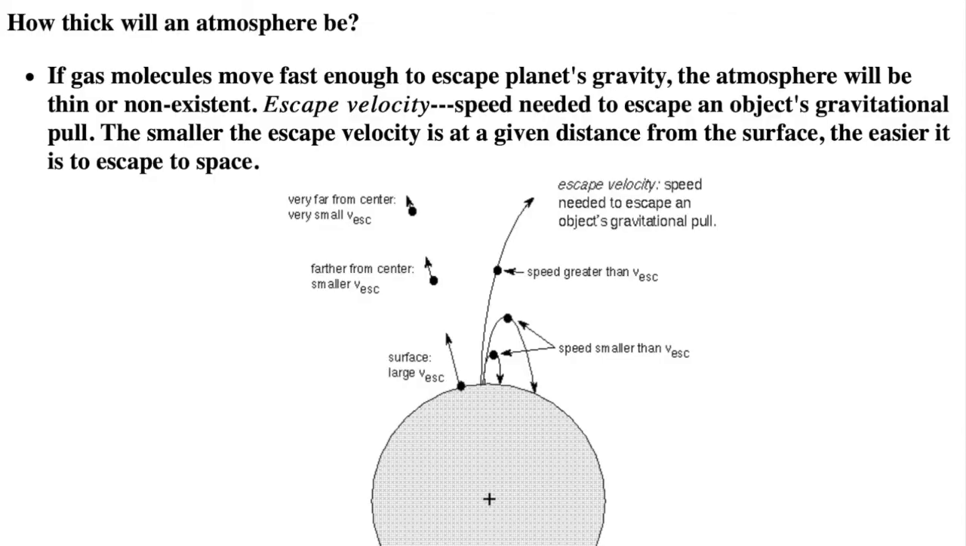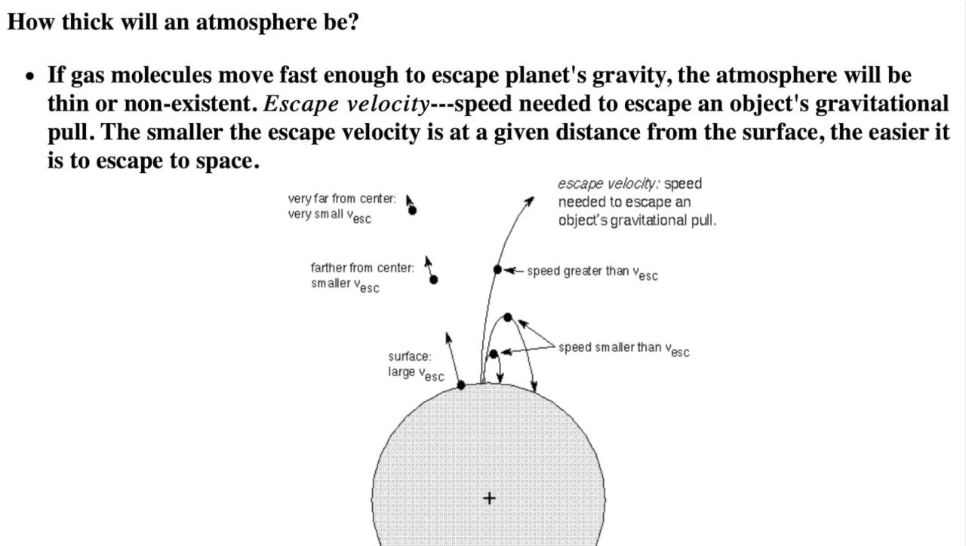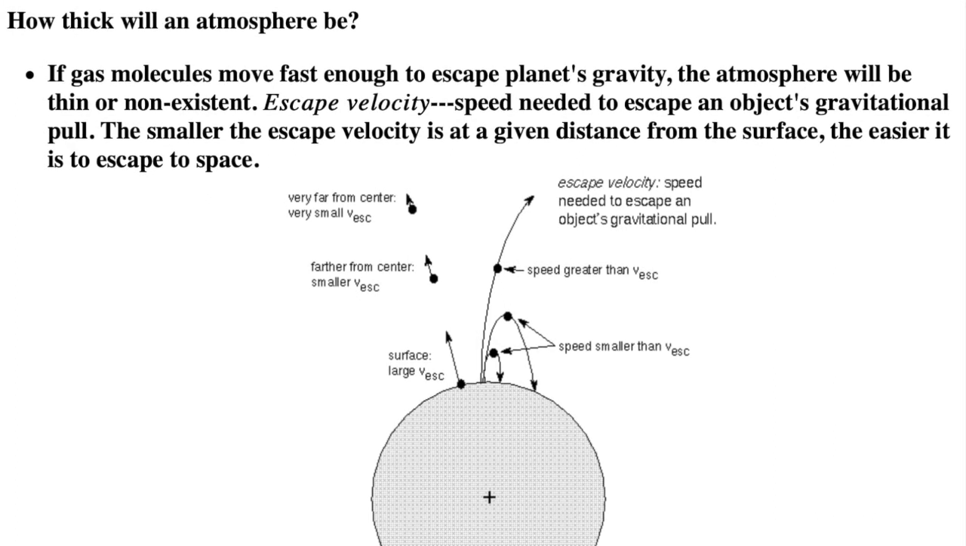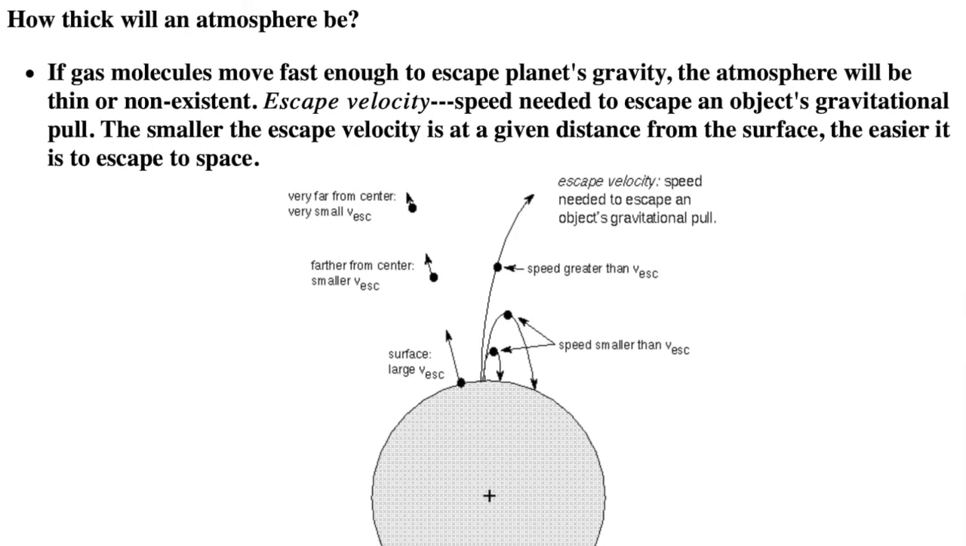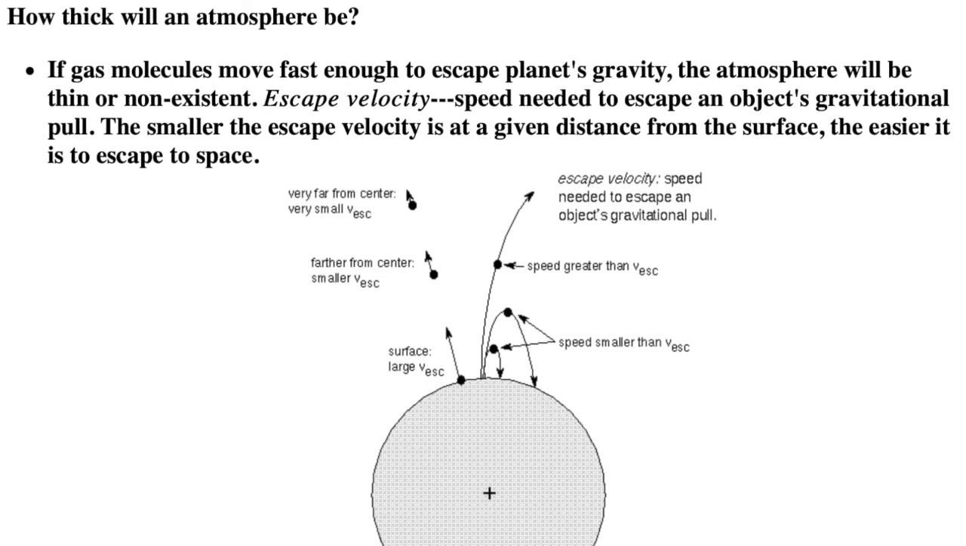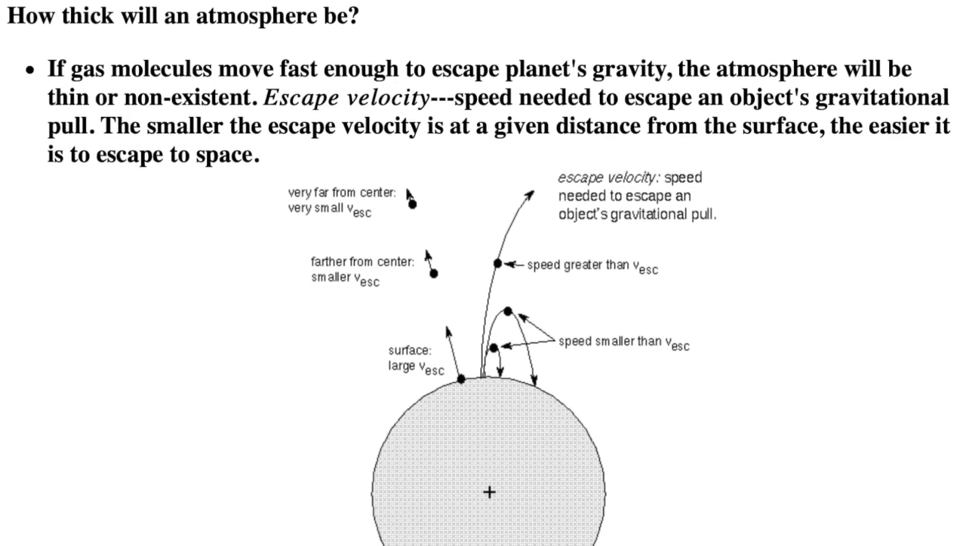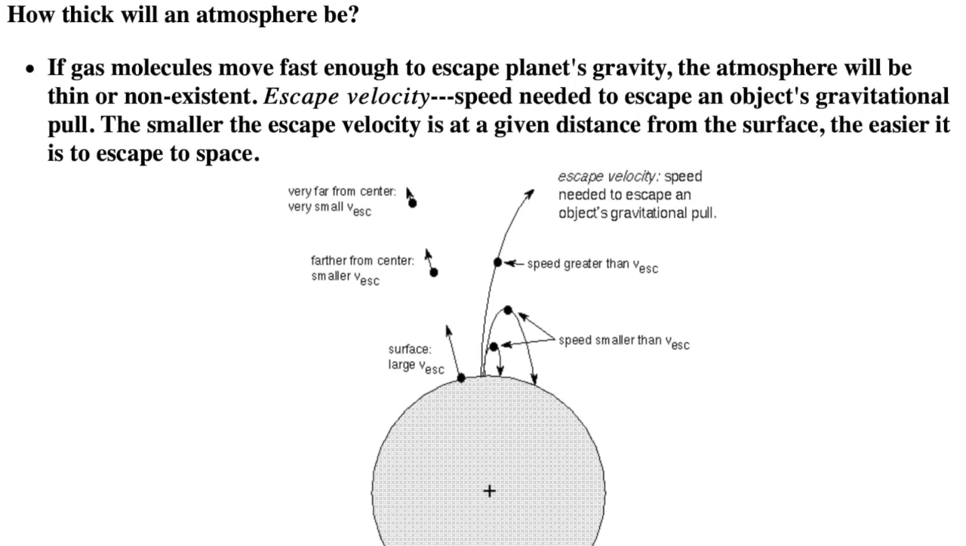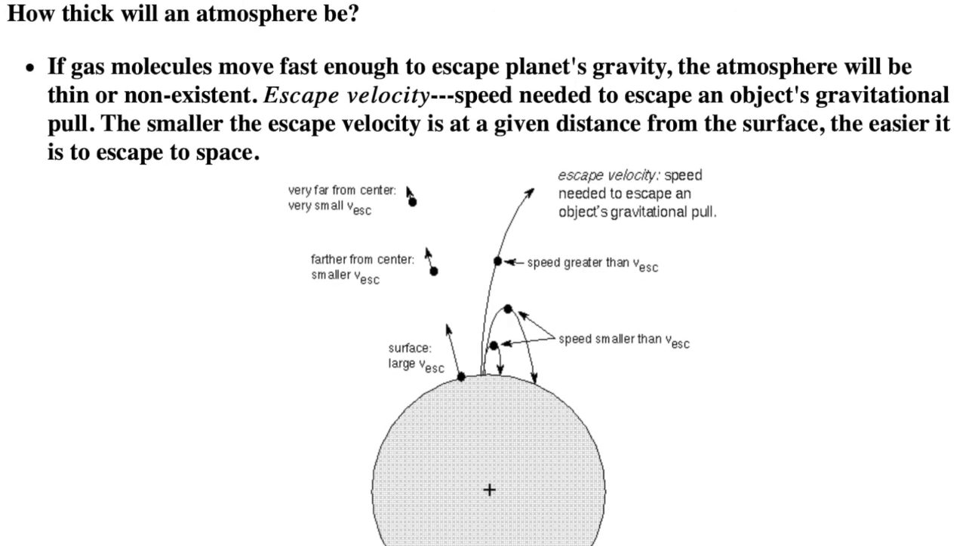Before we look at the processes in an atmosphere, let's look at why some planets even have an atmosphere and others do not. If gas molecules move fast enough to escape a planet's gravity, the atmosphere will be thin or non-existent. That statement tells us the two things we need to explore here: the planet's, or moon's, gravity, and gas molecule speeds, which depends on the temperature of the gas. Let's start with the gravity part.